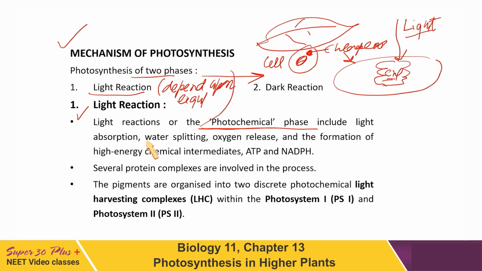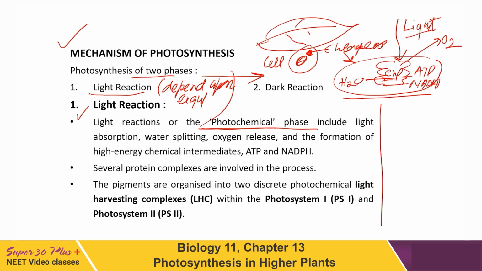Chlorophyll is there, water will be split up here, and oxygen will be released, and as a result of which ATP and NADPH will be formed. The overall process is called light reaction. Is it very much clear to you? Can you give answer of one question?